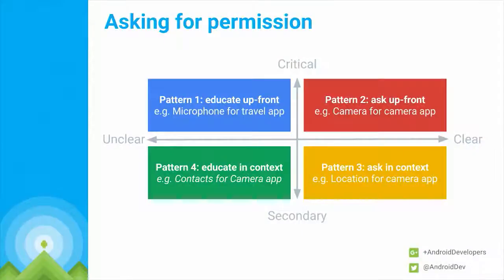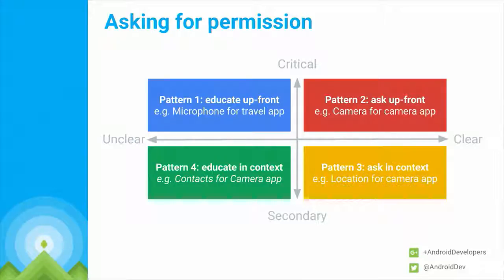So you can imagine a two-dimensional matrix. In one dimension, you have how important this permission is for my application. Is it critical, or is it an optional feature? For example, if I have a camera app, the camera permission is critical for my app. It will not work if I don't have the camera permission. However, location is a different story. Maybe I have a geotagging feature, but most users probably don't understand how location is related to photos. In this case, I probably don't need this permission right away. It's not critical for my application to work.